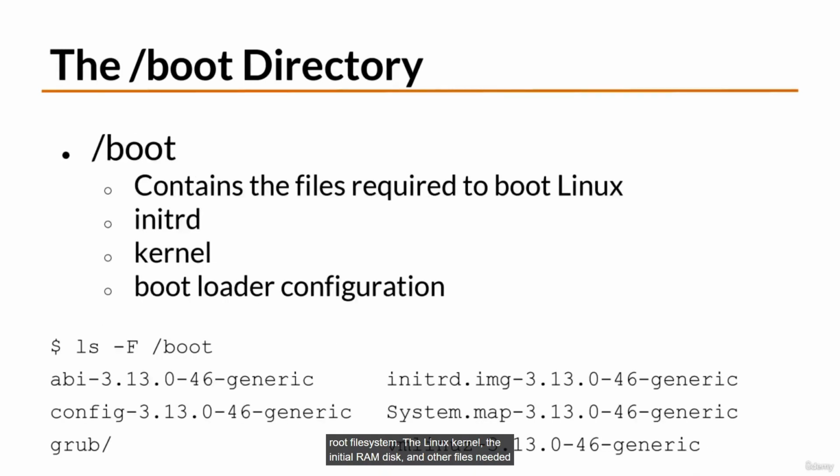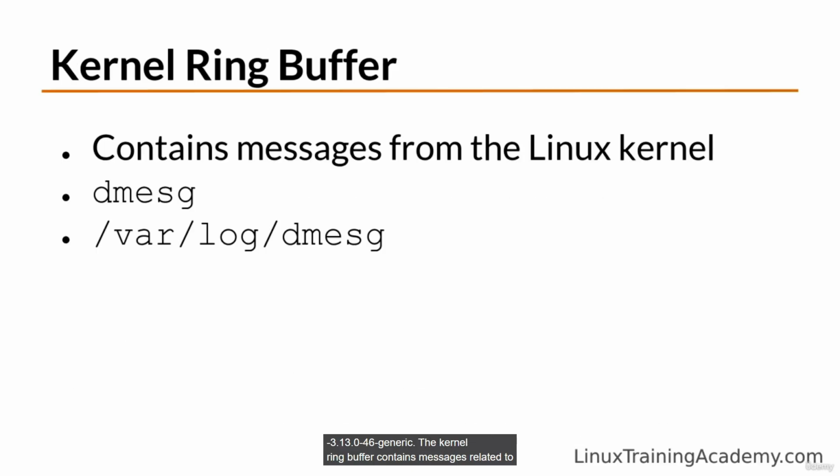The Linux kernel, the initial RAM disk, and other files needed to boot the operating system are stored in /boot. Here's a listing of the /boot directory for an Ubuntu system. The kernel is typically named vmlinux or vmlinuz. If the kernel is compressed, its name ends in Z. In this example, the kernel is vmlinuz-3.13.0-46-generic. The initial RAM disk in this example is initrd.img-3.13.0-46-generic.